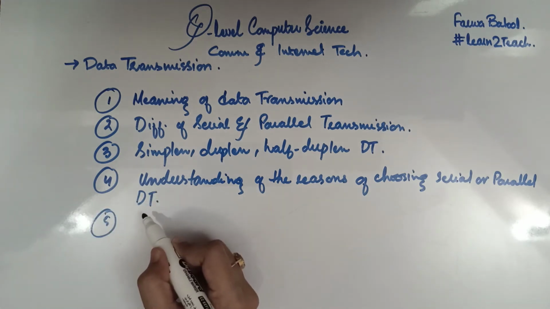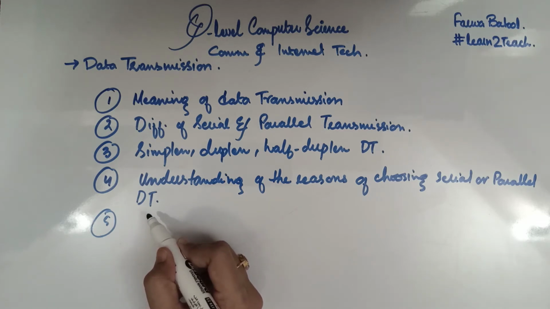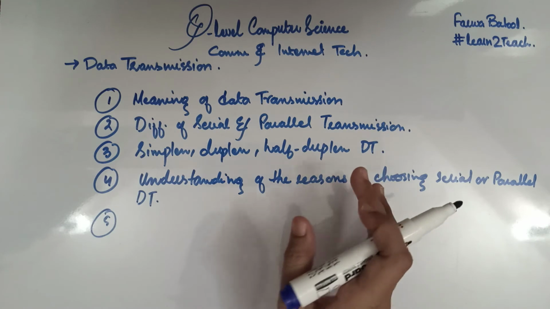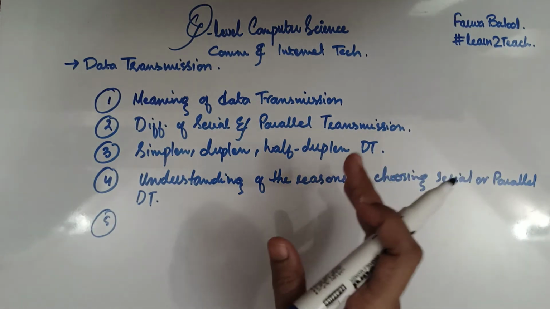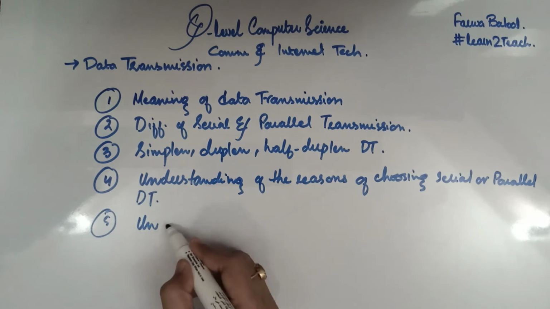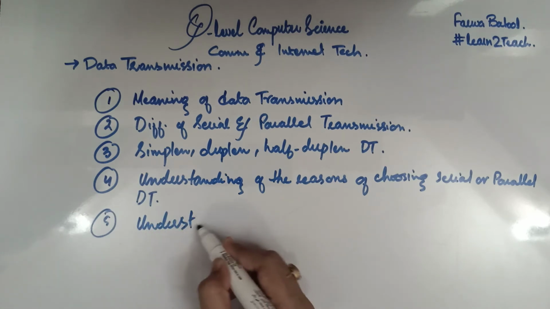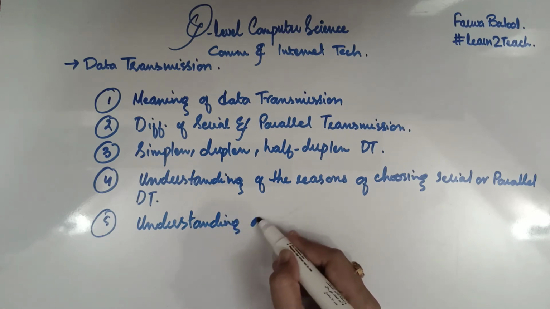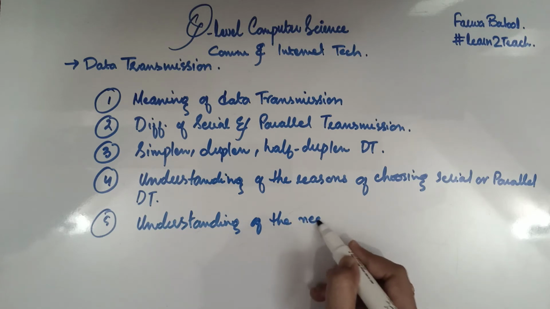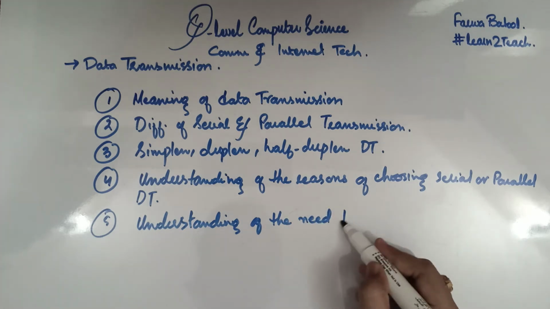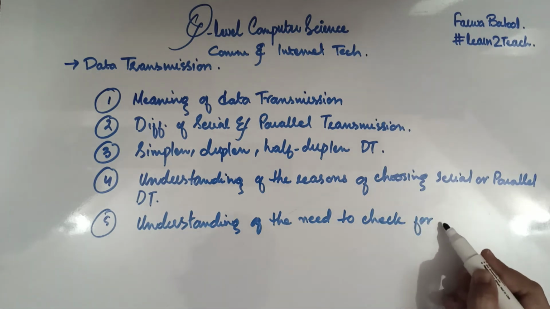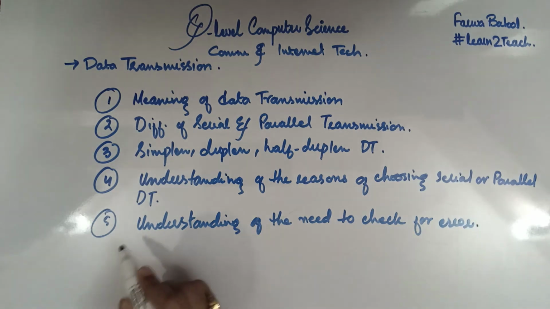The fifth thing is that you must have an understanding of the need to check for errors. Why? Because when we are transmitting data between machines or between devices, errors come up. So you must understand why there is a need to check for errors. It is very important to check for errors, and you are going to study why under this topic.